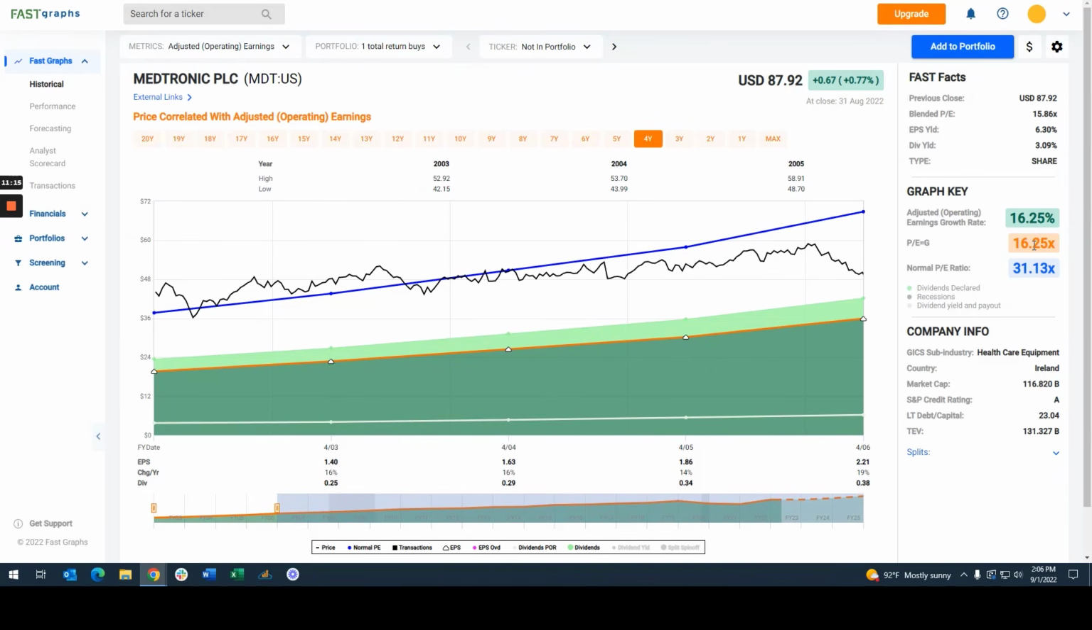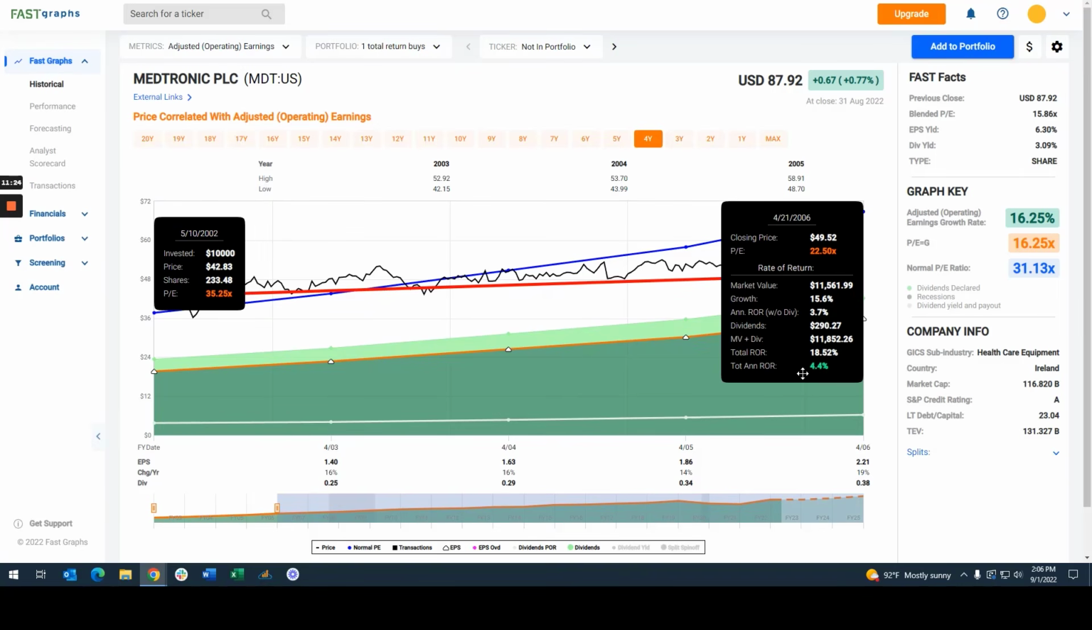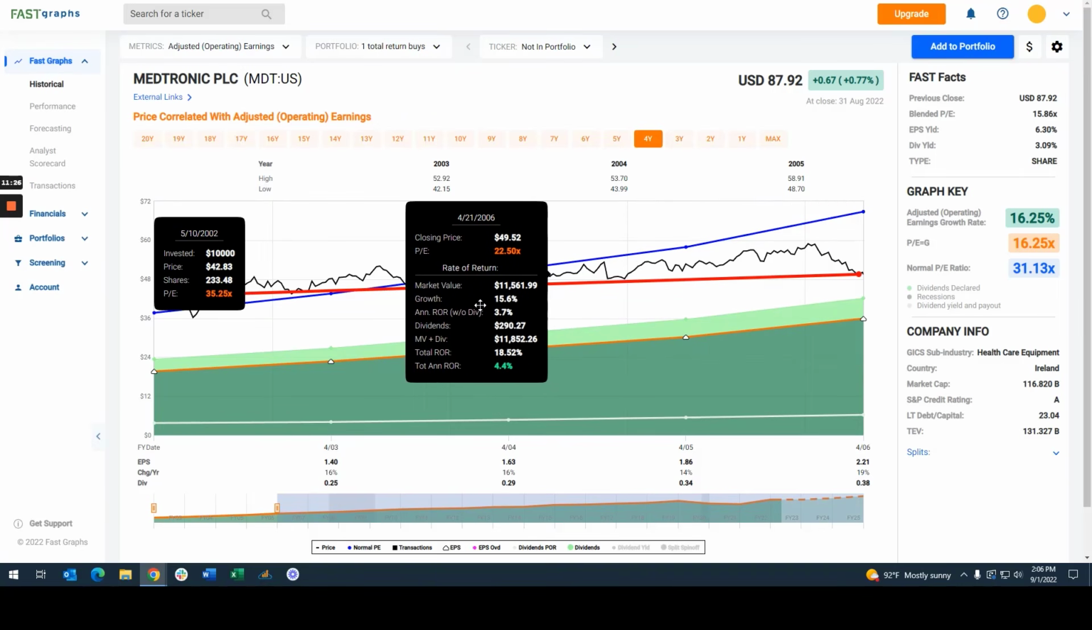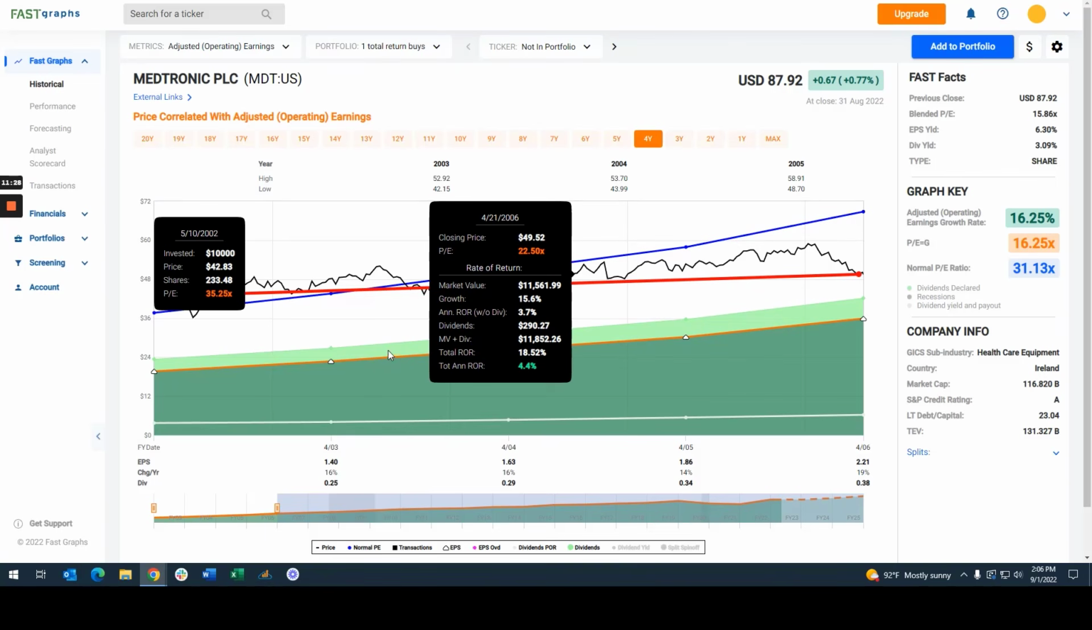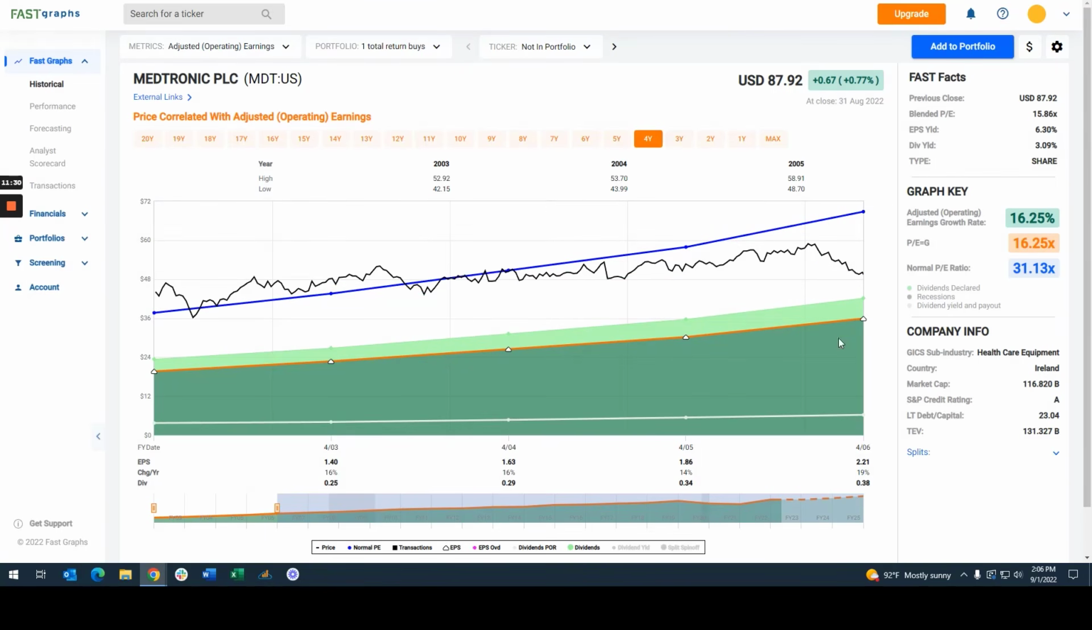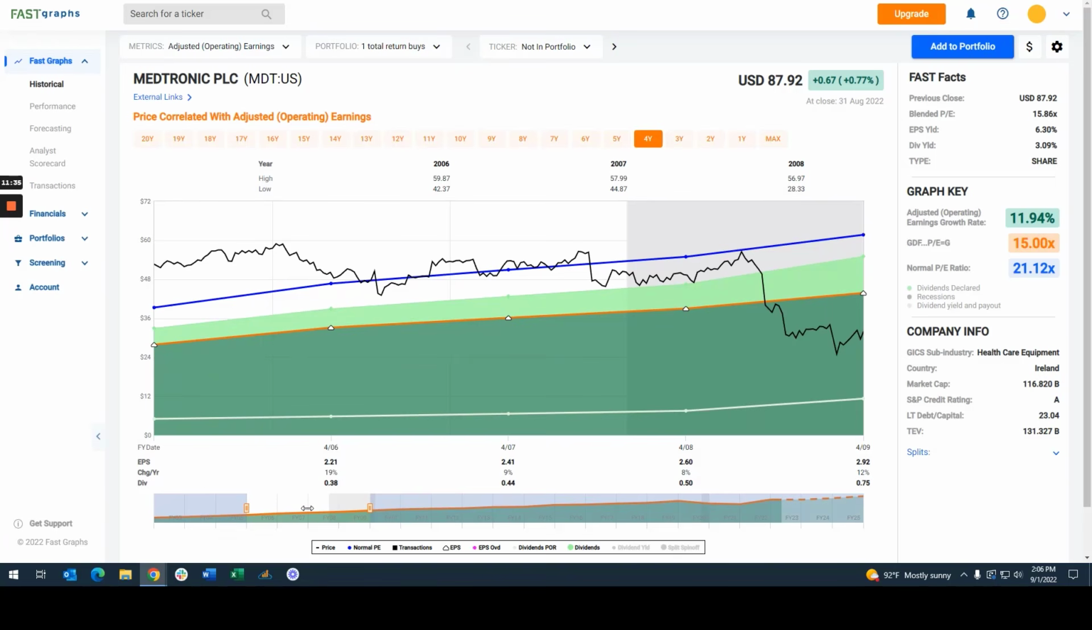Here you've got 16.25% growth, which was extraordinary, but because you'd have paid a high PE of 35 and then held it to a low PE of 22, you only made 4%. In other words, you did not participate in the growth of the company by overpaying for the stock. That's another thing that the normal PE and these value references give you.